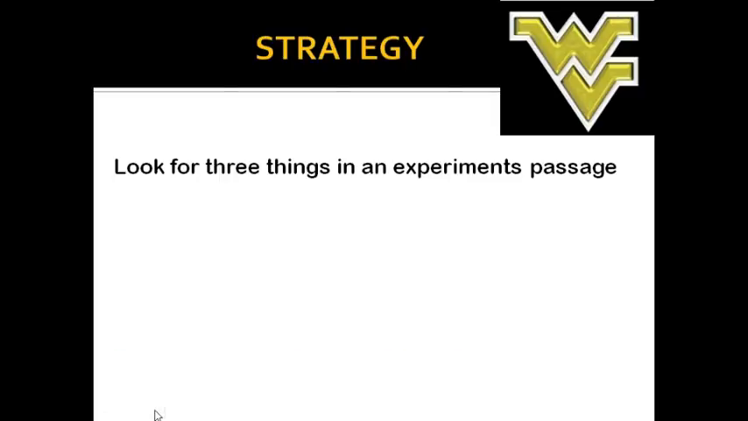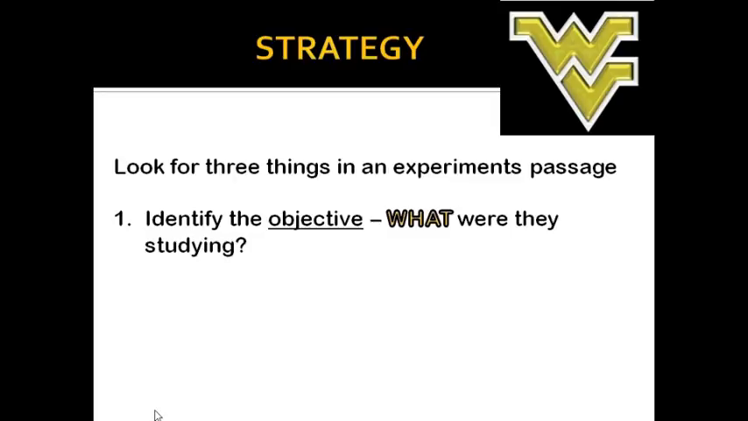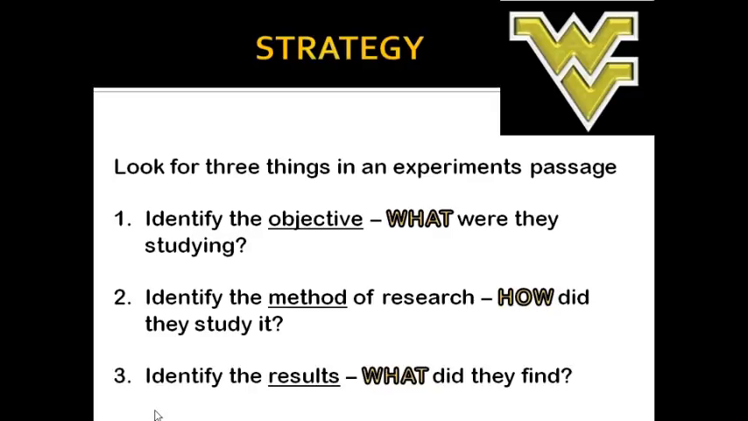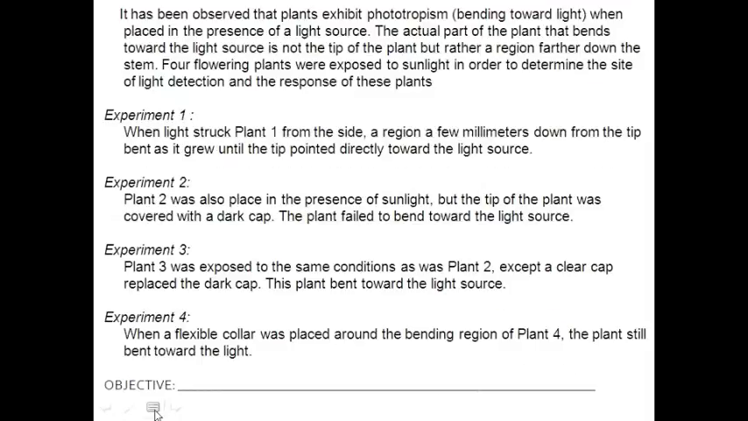Today's ACT test prep camp is on science reasoning. Category: experiments. A few strategies. Look for 3 things in an experiment's passage. 1. Identify the objective. What were they studying? 2. Identify the method of research. How did they study it? And 3. Identify the results.